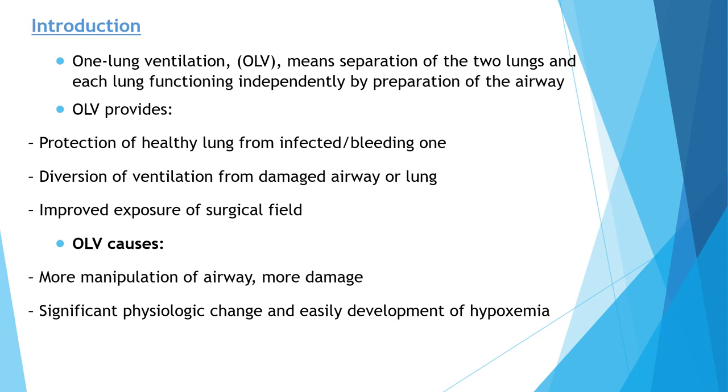Diversion of the ventilation from the damaged airway or lung. Improved exposure of the surgical field. What does one lung ventilation cause? More manipulation of the airway, more damage, with significant physiological change and easy development of hypoxia. This is the reason for the lung problem. Significant physiological change or more manipulation of the airway.